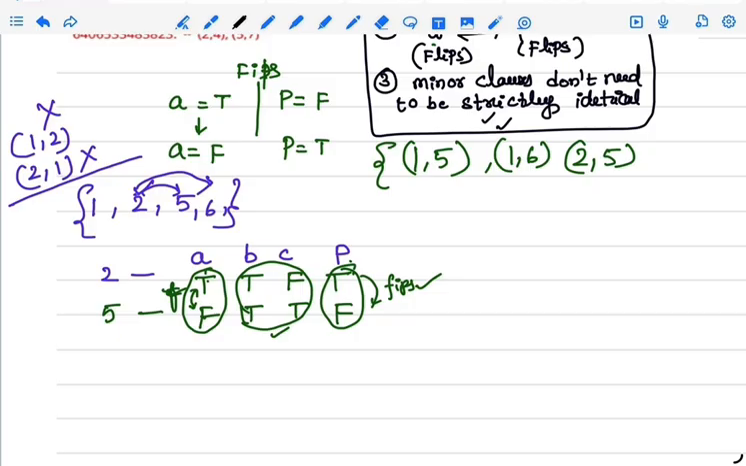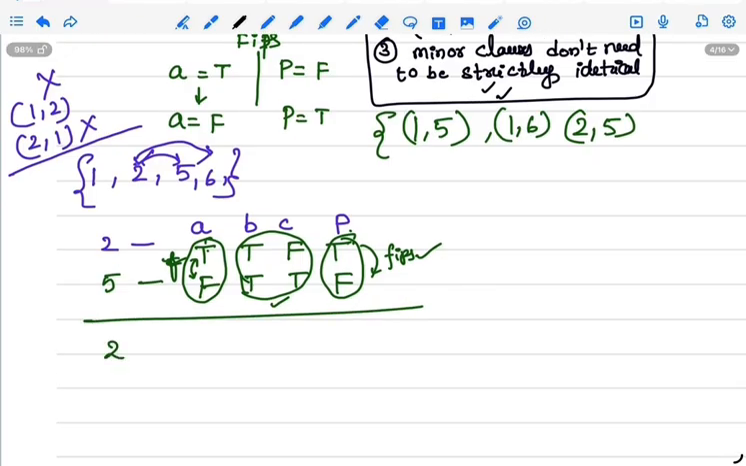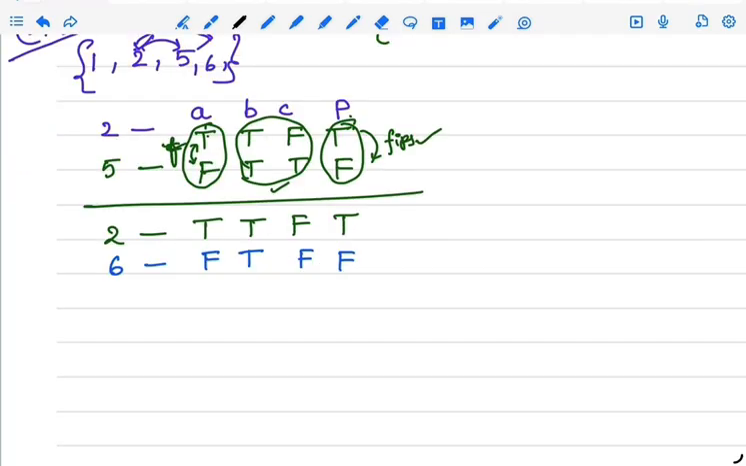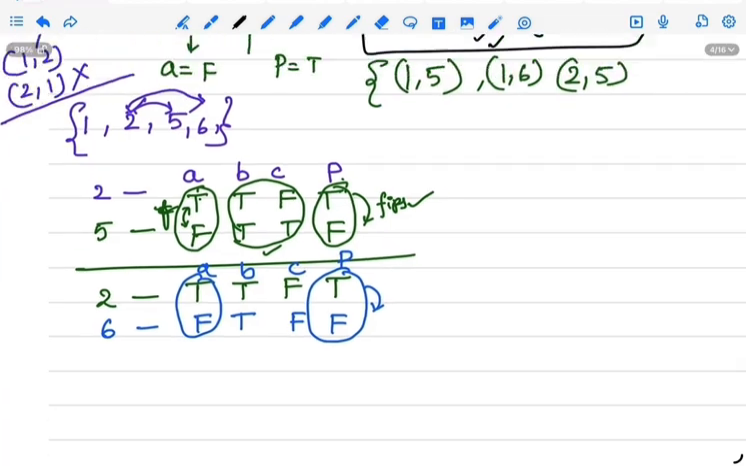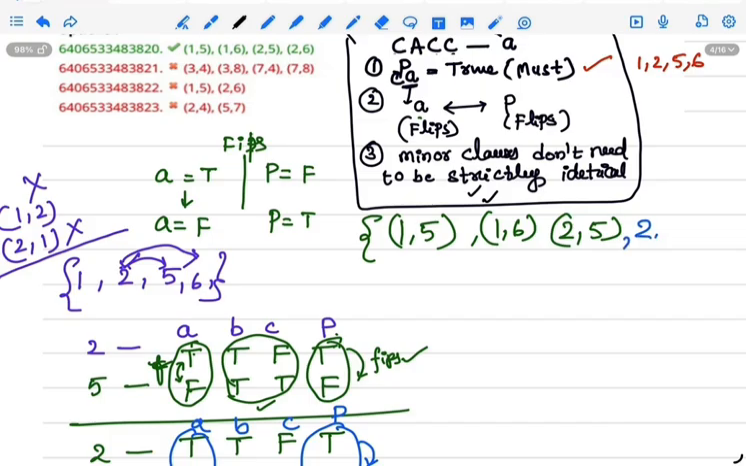Okay, next we check with 2, 6. So 2 is true, true, false, true. Because predicate flips, A is flipped, this value A, B, C and predicate. Okay, 2, 6 also is a CACC pair.